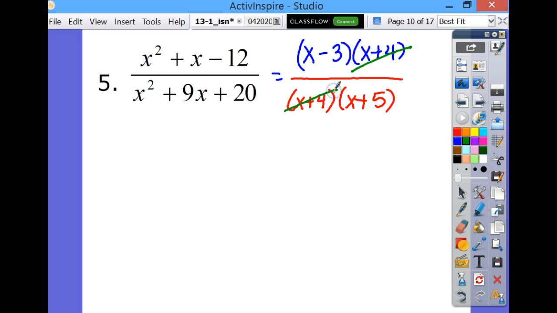The x plus 4 cancels the x plus 4. And this is all that's left.